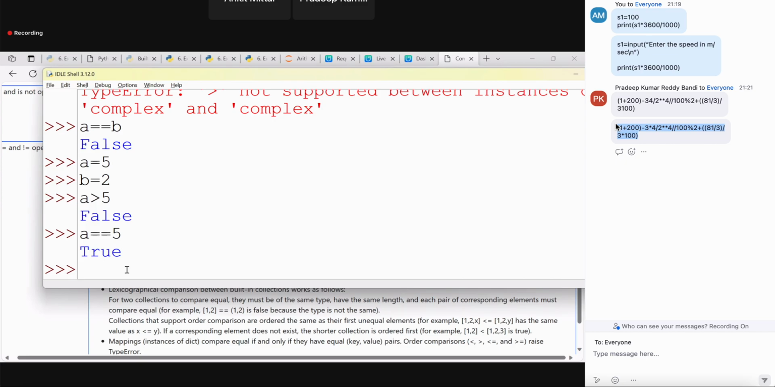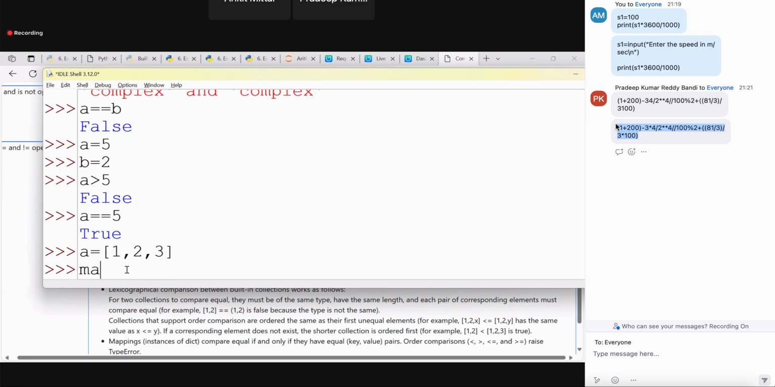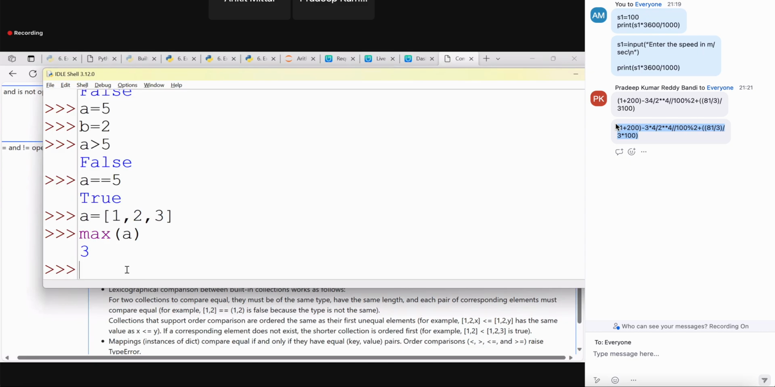Okay, no. Order comparison means, I'll tell you. For example, if I am saying A is equal to 1, 2, 3, we are simply writing max of A, right? The max function will give the maximum of all the 3 elements, 3. If it has to give 3, it has to check many things. First, it might assume that 1 is the maximum number. Then it will check whether 1 is greater than 2 or not. If that condition is failing, then 2 will become the maximum number. Then it might check whether 2 is greater than 3 or not. If that condition is failing, then 3 is the maximum number.